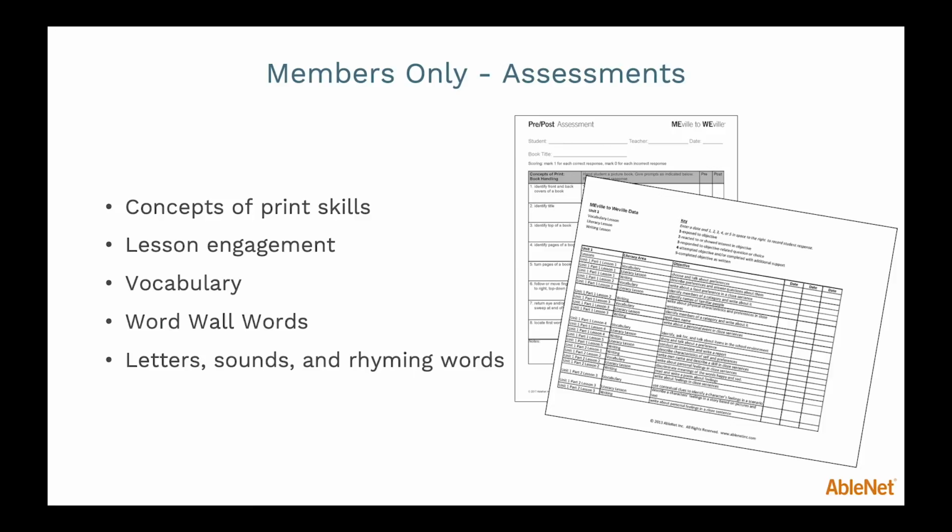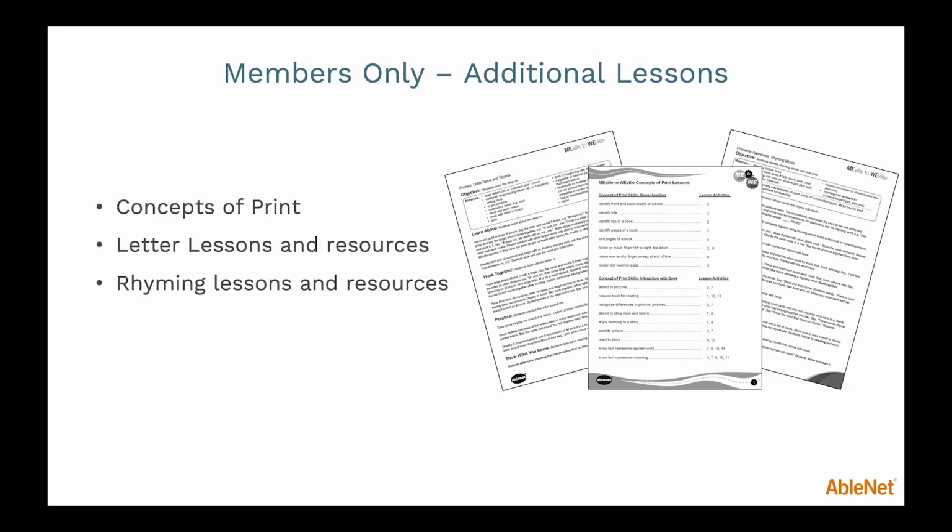There are a variety of assessments available, such as concepts of print skills, measuring engagement in the lessons, reading and identifying meaning of vocabulary words, identifying word wall words, identifying letters, letter sounds, and rhyming words. These are informal assessments and can be used as ongoing progress monitoring tools for your students. In the Additional Lessons folder, you will find concepts of print, letter, and rhyming word lessons.